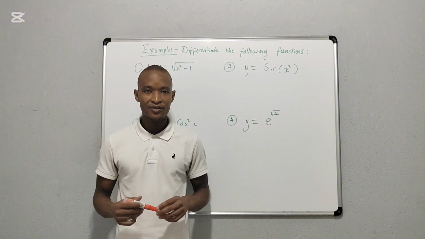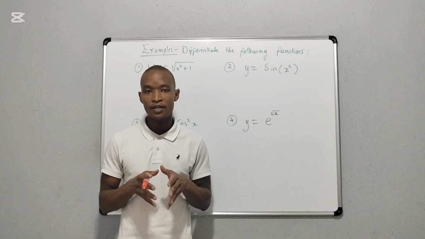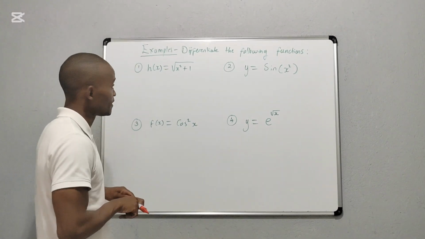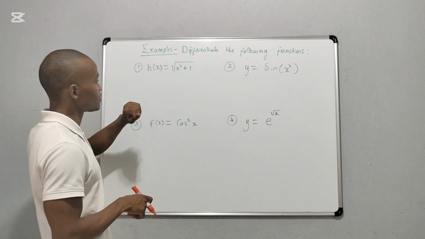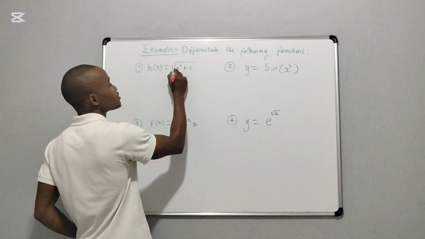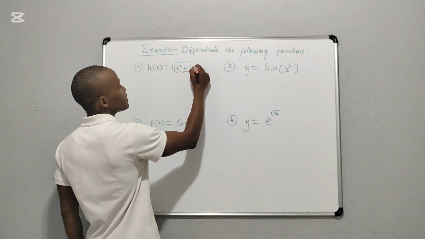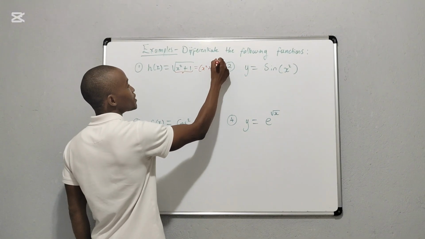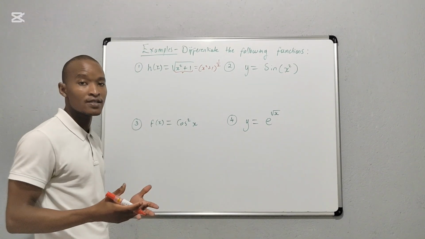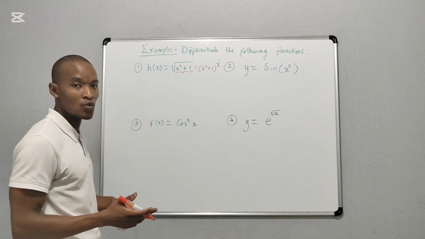Let's go for it. All right, so let us do some examples, and the tip here is for you to know how to identify your inner function and your outer function so that you can proceed correctly. Okay, look at the first one. We need to differentiate h of x is equal to the square root of x squared plus 1. It's very obvious to see here that x squared plus 1 is the inner function, and we can rewrite this as x squared plus 1 to the power half using exponential laws.